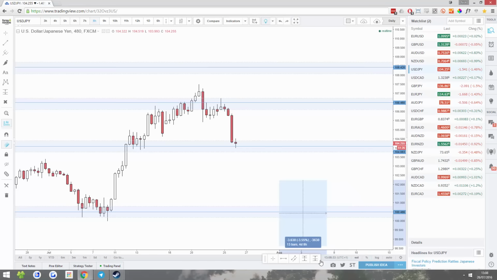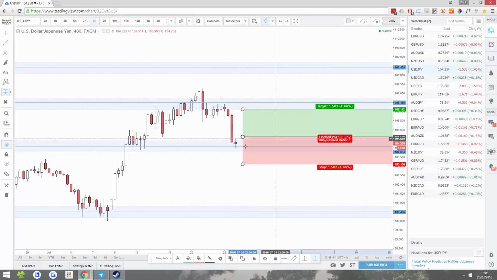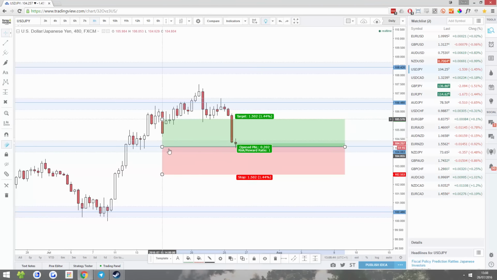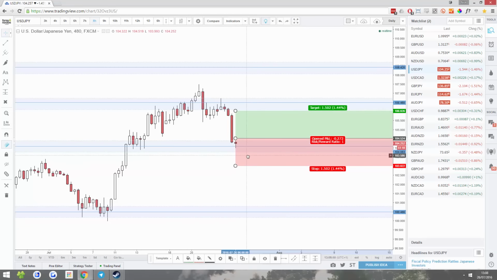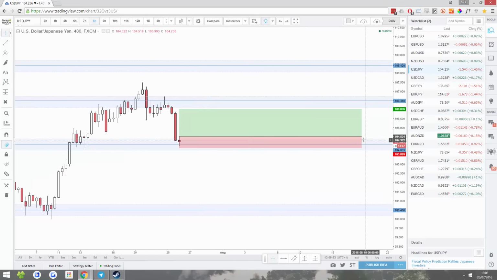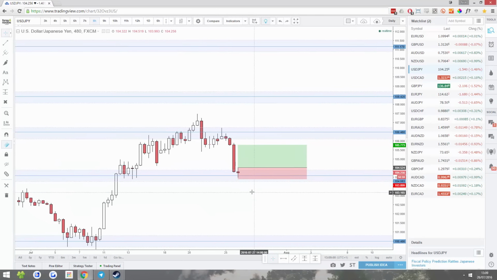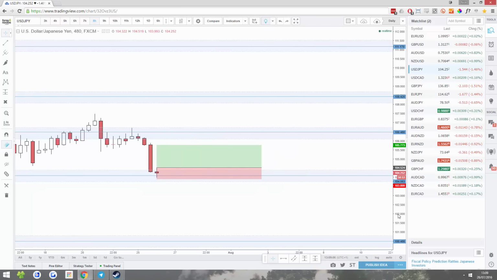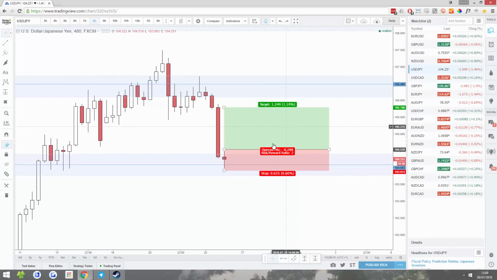Now let's have a quick look at how I would potentially trade this. If this candle here were to close exactly as it looks right now, I would consider entering a trade somewhat like this, perhaps a touch higher on the entry. But yeah, it would be something like this.